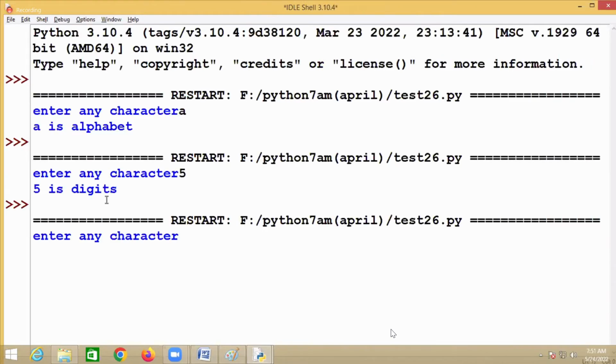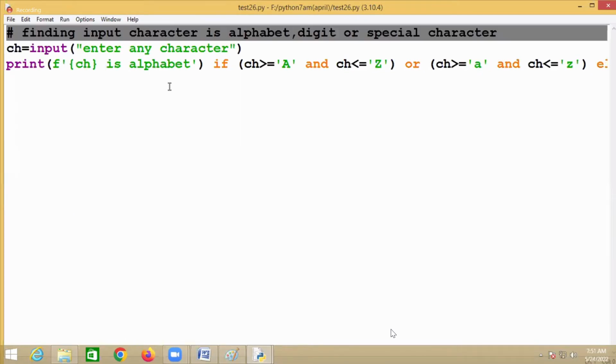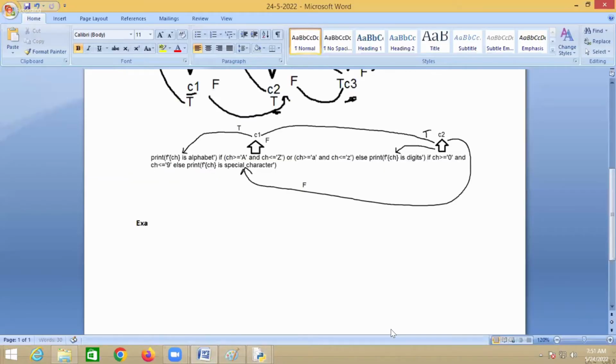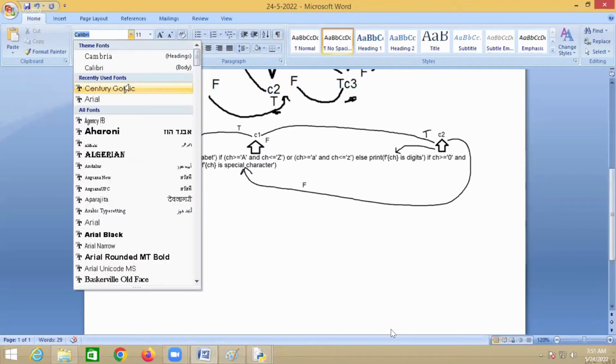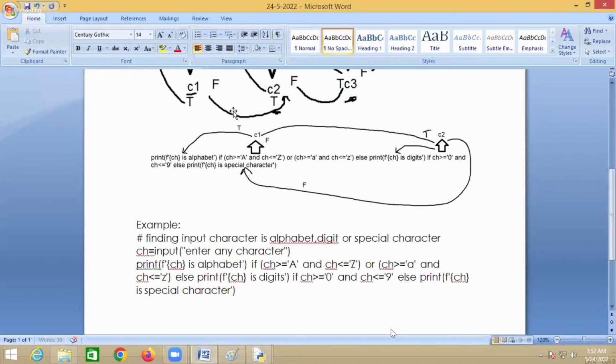I try to input some symbol, a dollar. Dollar is what here? Special character. So it means one condition fails. If one condition fails, immediately you are checking another condition.